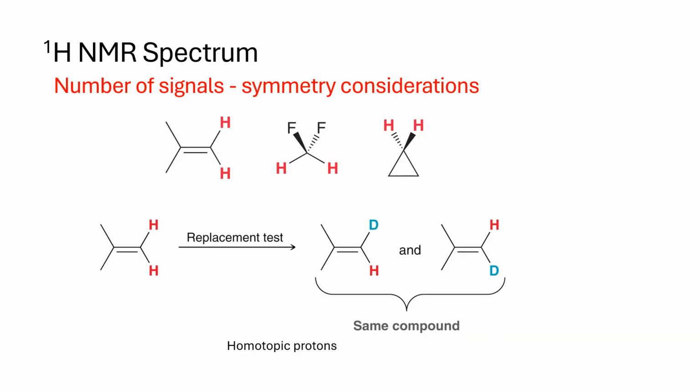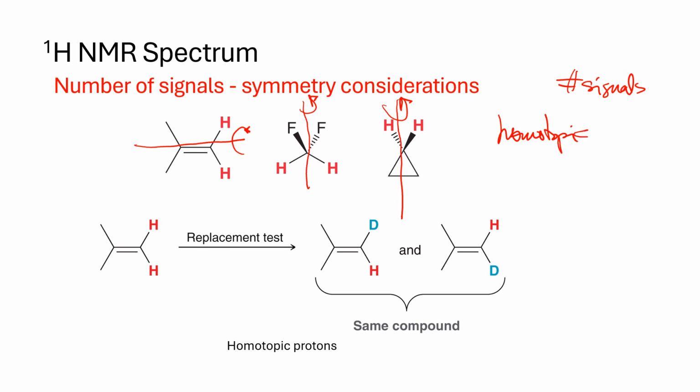Now, when you are determining the number of signals, it is important that we know if protons are of the same type, so homotopic or enantiotopic or diastereotopic. And the point is that when protons are homotopic, meaning the same, they give the same signal. For example, in this molecule, if you do a rotation axis here, these two are interchangeable. Here, if we do a rotation on this axis, these two exchange. Same thing here. So these are homotopic.